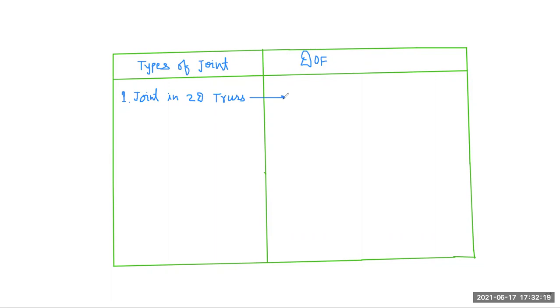Can anyone say, if your truss is 2D, then at its joint how many degrees of freedom will be possible? Because I already developed the formula. Okay, someone is saying 2. Yes, 2 degrees of freedom. So when you know these things, then you develop the formula on your own. So if the joint is at a 2D truss joint, the possible degree of freedom is 2.